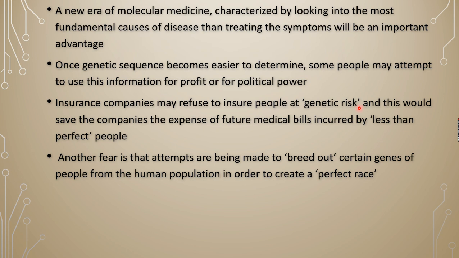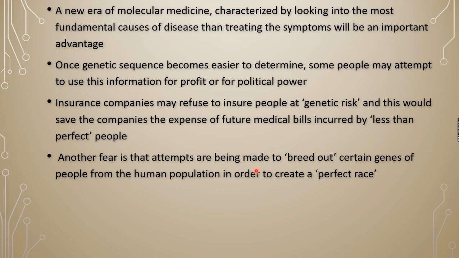Persons who have a genetic disease at birth itself are called genetic risk. And insurance companies refuse to give insurance to these genetic risk people because the companies would have to face more future medical bills. These genetically risky people, or those who have genetic disease, are called less than perfect people. That's why insurance companies refuse to insure such people. Right? This is a challenge. If we go for genome analysis, we can find out the genetically risky people.